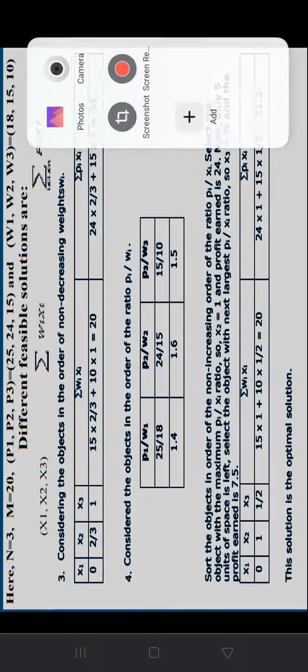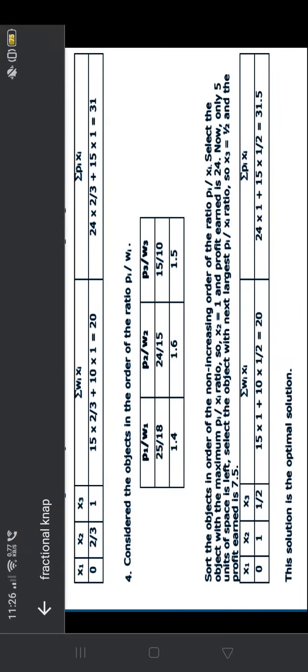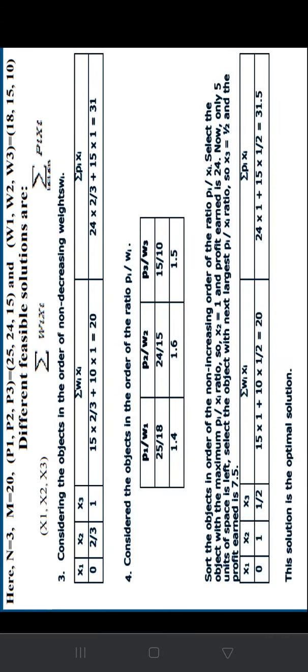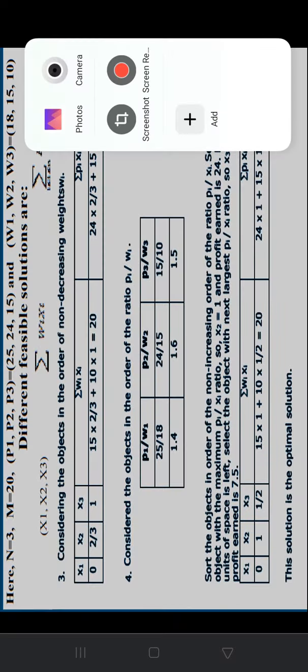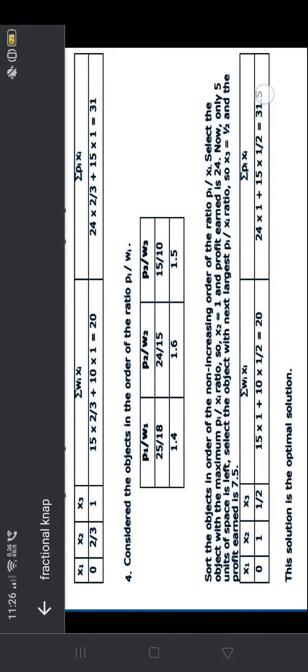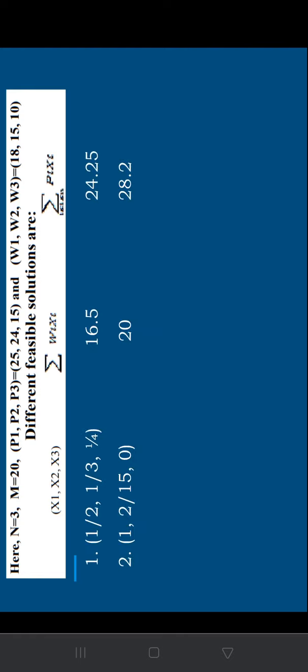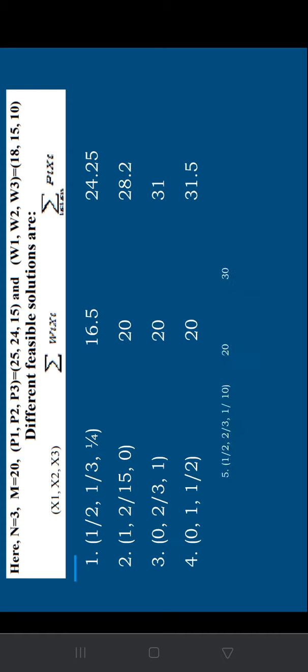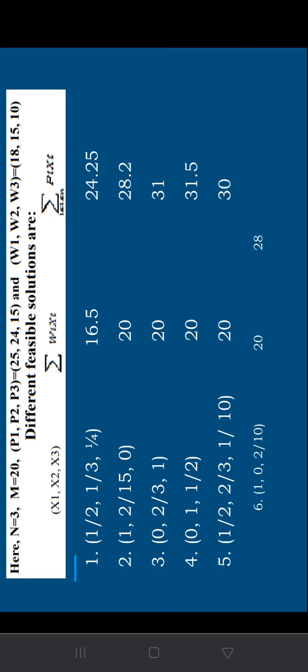Okay. So all the values are listed here, one by one. We can see the first one, as we did, 24.25, the second one is 28.2, the third with another ratio is 31, the fourth is 31.5, the fifth one is 30, and the sixth one is 28. So among all these, the fourth value, 31.5, is the optimal value.